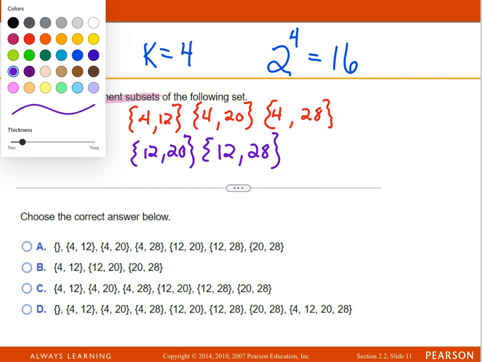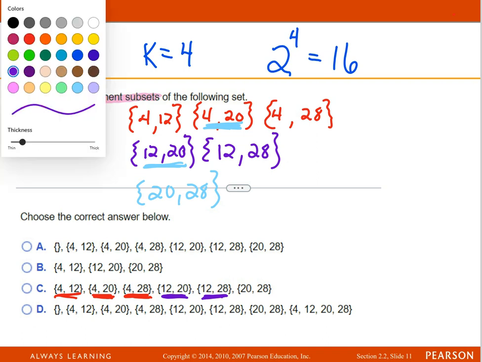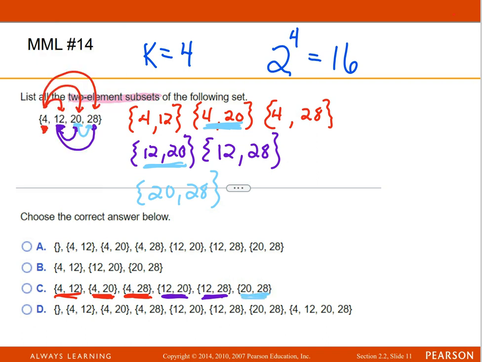So I move on to the 20. And the only number 20 has not been paired up with yet is the 28, because you've got 20 and 4 right here and 20 and 12 right there. So you do need the 20 and the 28. And I've got 1, 2, 3, 4, 5, 6 of my 16 elements, and those are all of the 2-element subsets. When I'm looking at my list, I have 4 and 12, 4 and 20, 4 and 28. Those are the ones that I did in red. And then the purple ones, 12 and 20, 12 and 28, and then the 20 and 28. Those are the 2-element subsets, and that's all they wanted.